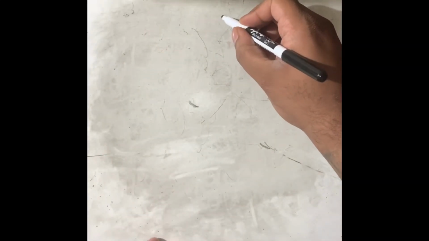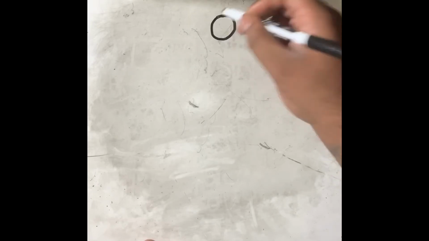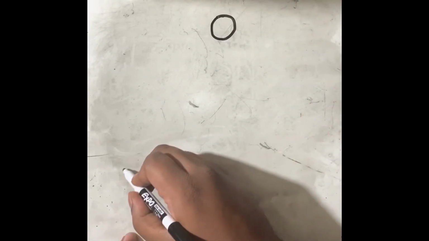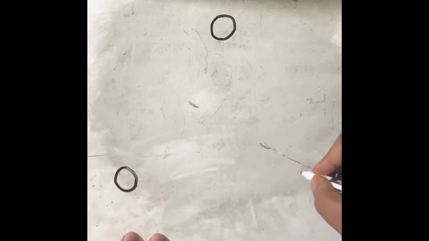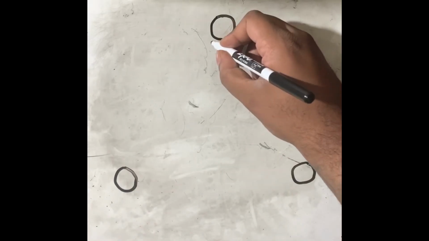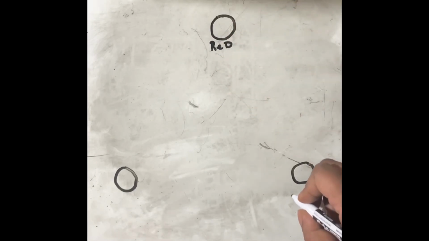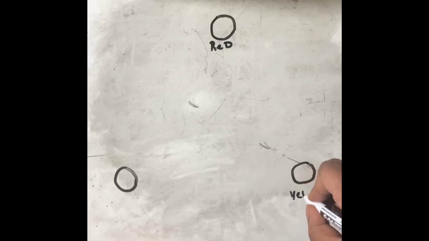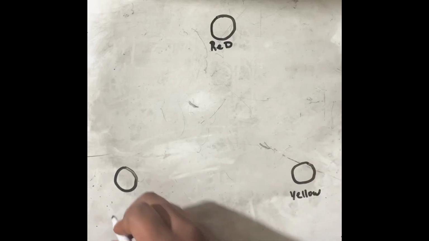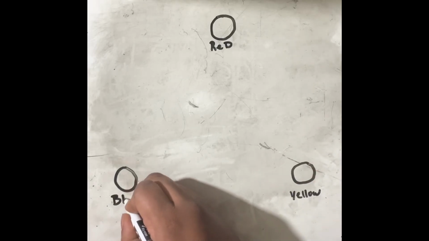We're gonna need as much space as possible to make our 3-category color wheel. So I'm gonna draw these circles small. Our first one is going to be red, then yellow, and finally blue.